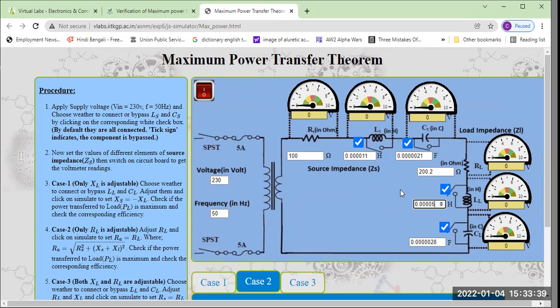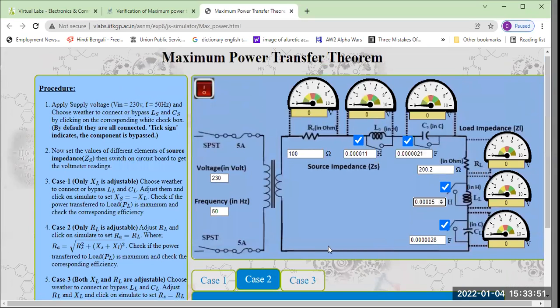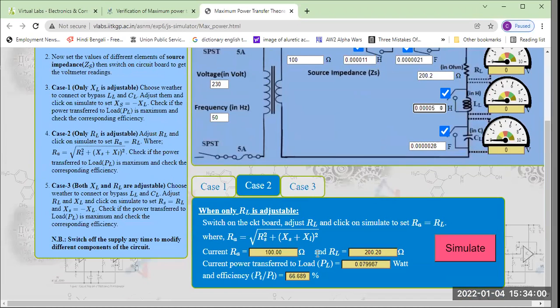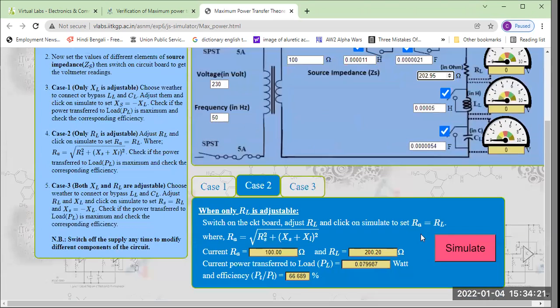If you want to distribute this load at maximum power, then you have to adjust this so that your maximum efficiency comes in. Now at this rate, you can see 66% means 66% of the wattage is consumed by this load, and the other 34% of the wattage will be consumed over here. If you increase more and more, you can see 100% of the wattage will be consumed by this load.